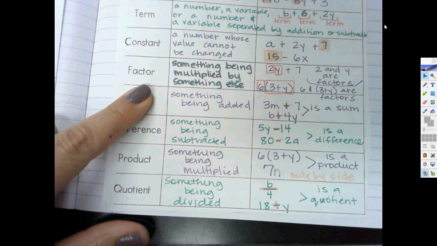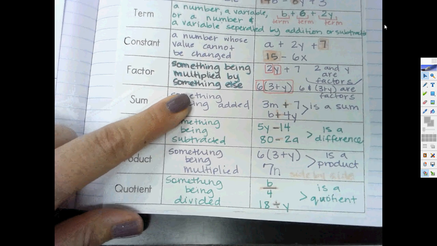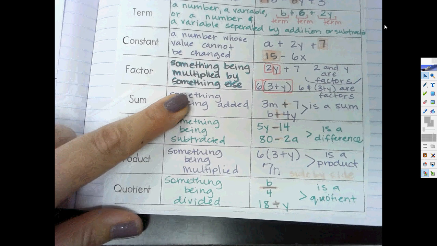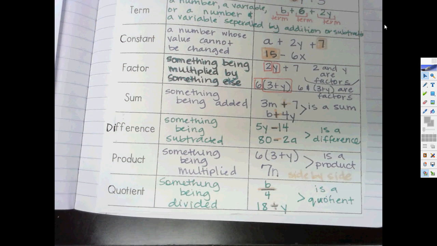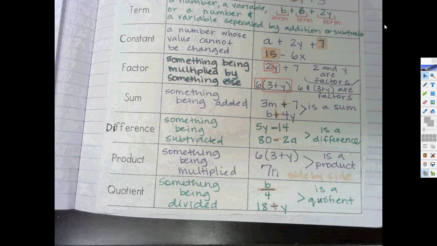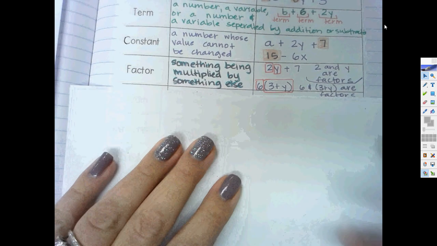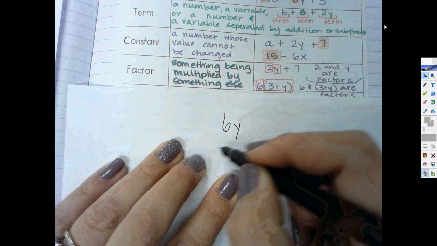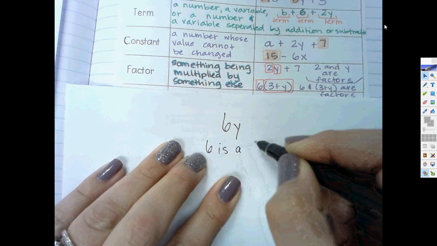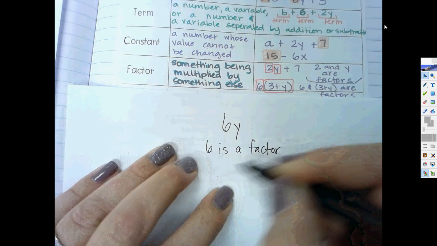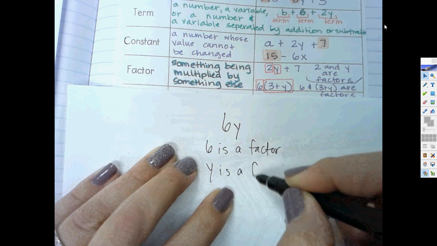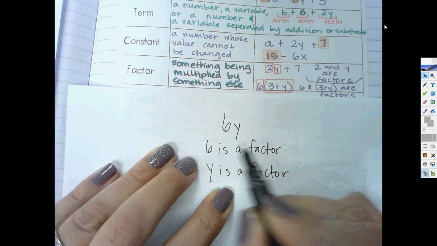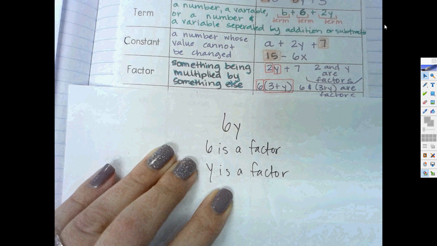But a factor is something that's being multiplied by something else. So that's very common in multiplication. Kids know factors in multiplication, factor pairs. But now our factors look a little bit different because it could be, like our example a while ago, 6y. 6 is a factor, and y is a factor because they are being multiplied by each other.